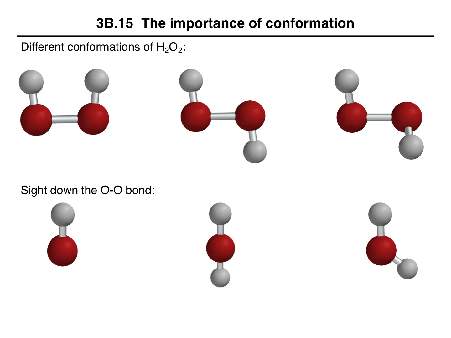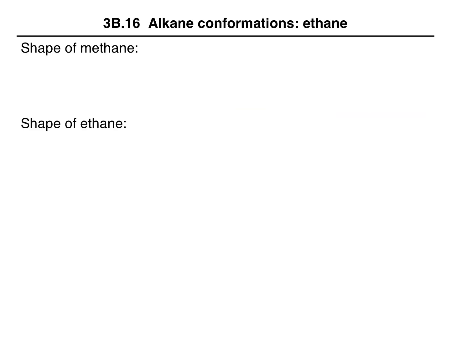So even with this very simple molecule, we can see how it can take on very different shapes because of free rotation around single bonds. Hopefully, that simple example has convinced you of the importance of considering the overall shape of molecules. So now let's turn our attention to the alkanes.